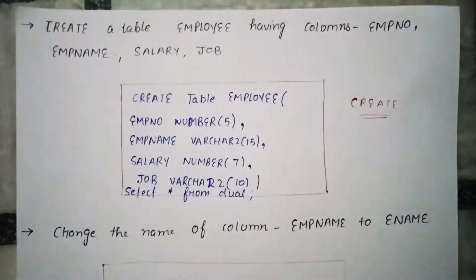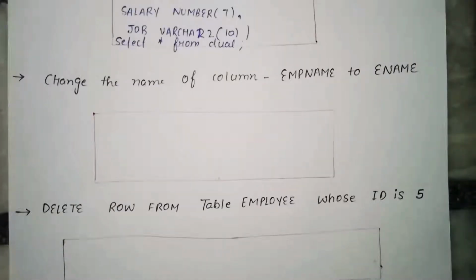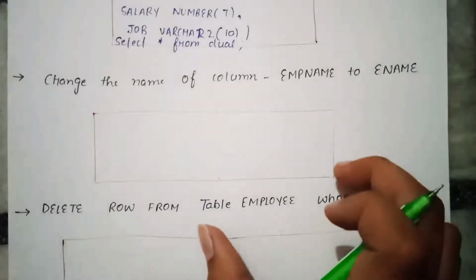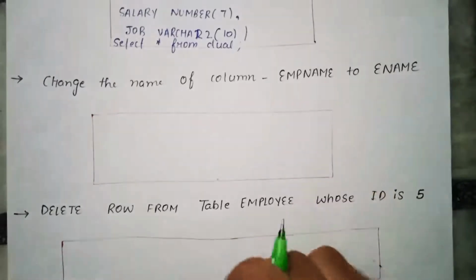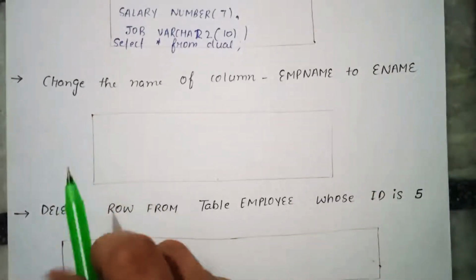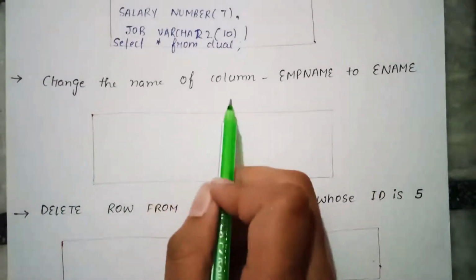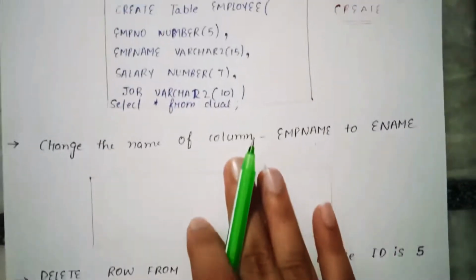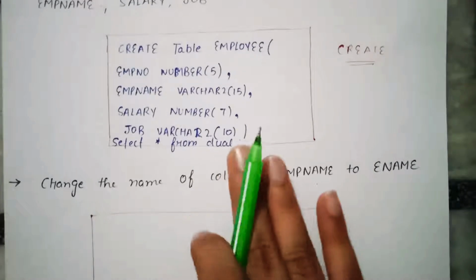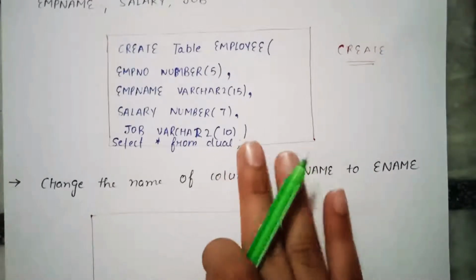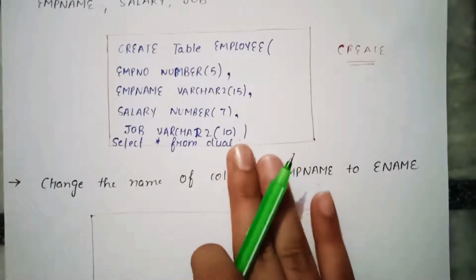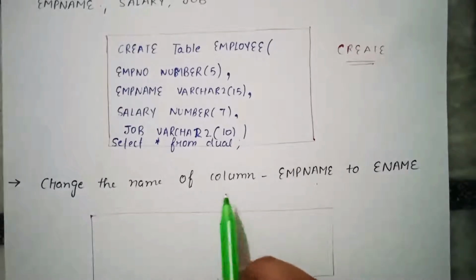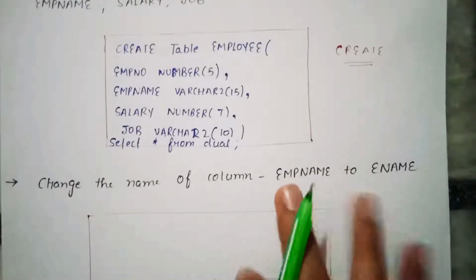Now let's come to our second query. The second query is also quite simple. So what is this query saying to us? Change the name of the column emp name. This query is again applied on the table that we have created in this example, that is the employee table. In this we want to change the name of the column.